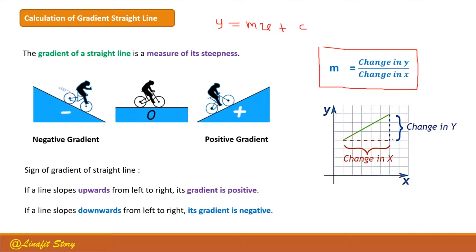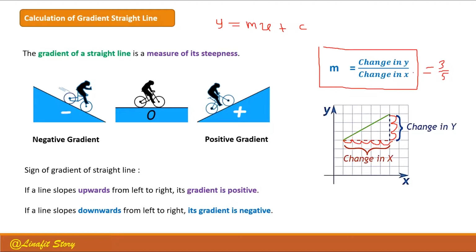Change in y means how far up. 1, 2, 3. Change in x means how far along. 1, 2, 3, 4, 5. So the gradient is 3 out of 5.